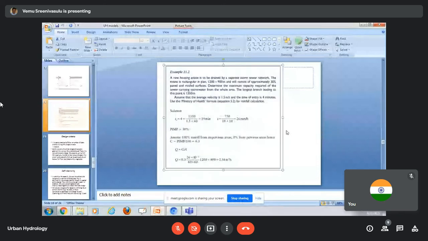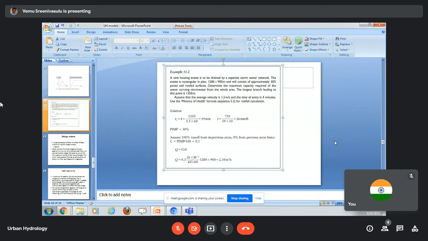A new housing estate is to be drained by a separate storm sewer network. The estate is a rectangular plan, 1200 by 900 meters, and will consist of approximately 30% paved and roofed surface. Determine the maximum capacity required of the sewer carrying storm from the whole area. The longest branch leading to this point is 1350 meters, the average velocity is given as 1.5 meters per second, and the time of entry is given as 4 minutes.